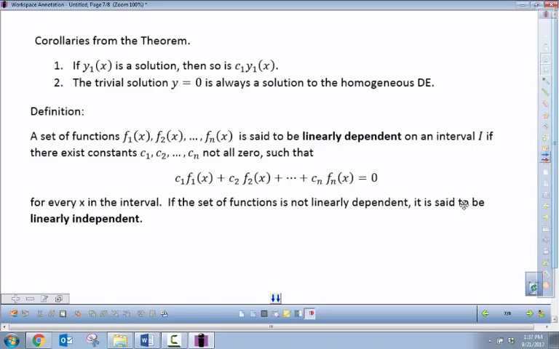Functions are linearly dependent if you can find constants that are not all equal to 0, so that the linear combination, a constant times the first function, plus a constant times the second function, etc., is going to equal 0. If the set of functions is not linearly dependent, then it's said to be independent.